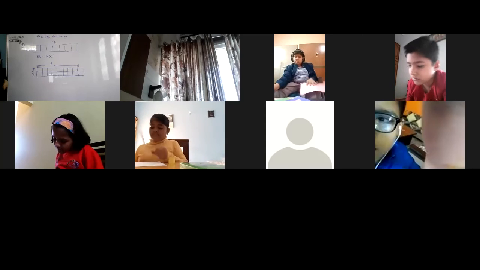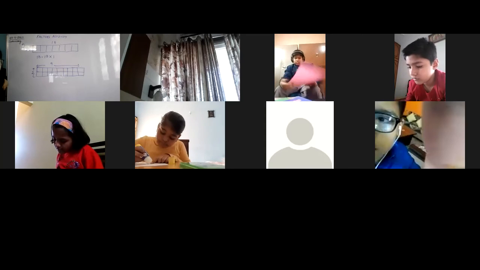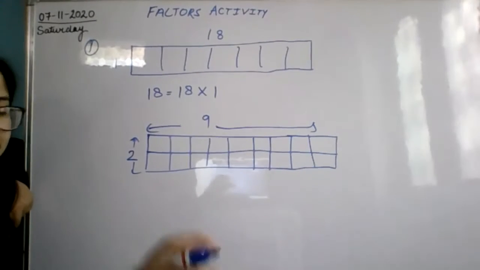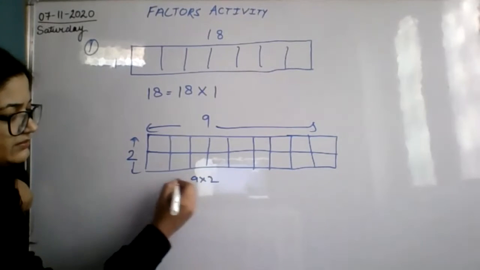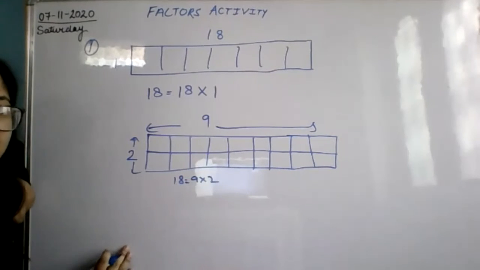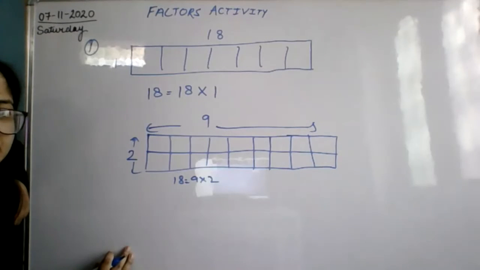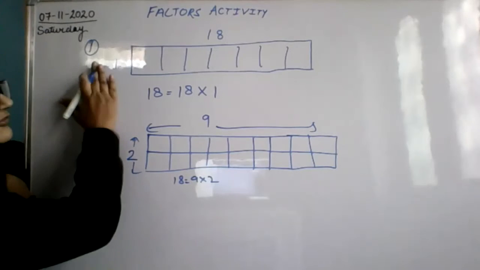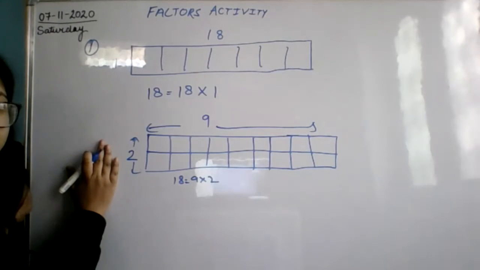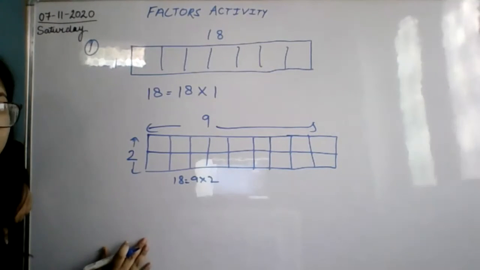And the third box will be of how much? Can somebody tell me? We have to make 18. This is 9 2s are 18 we are making. How can we make 18? We have to take a colorful sheet, by another color. One we made by 18 into 1. Another we made by 9 into 2. Third one, how will we do it?